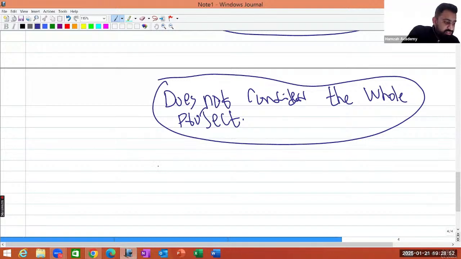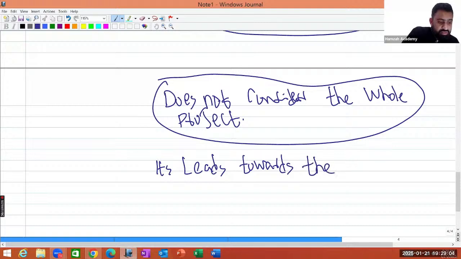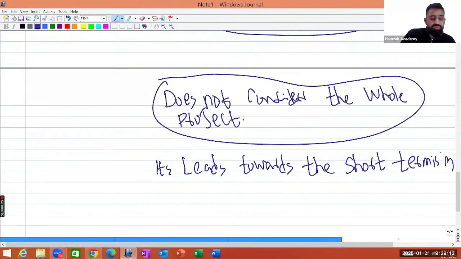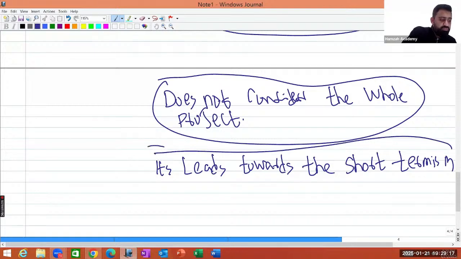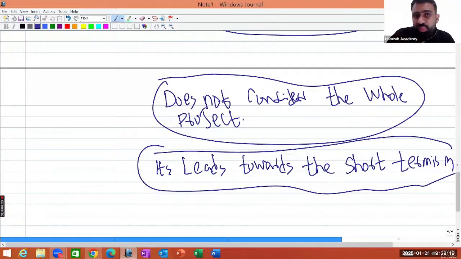And the third disadvantage is it leads towards short-termism. If we are using the payback period to appraise the project, obviously we will select those projects which have lesser payback, which cover the initial investment earlier.